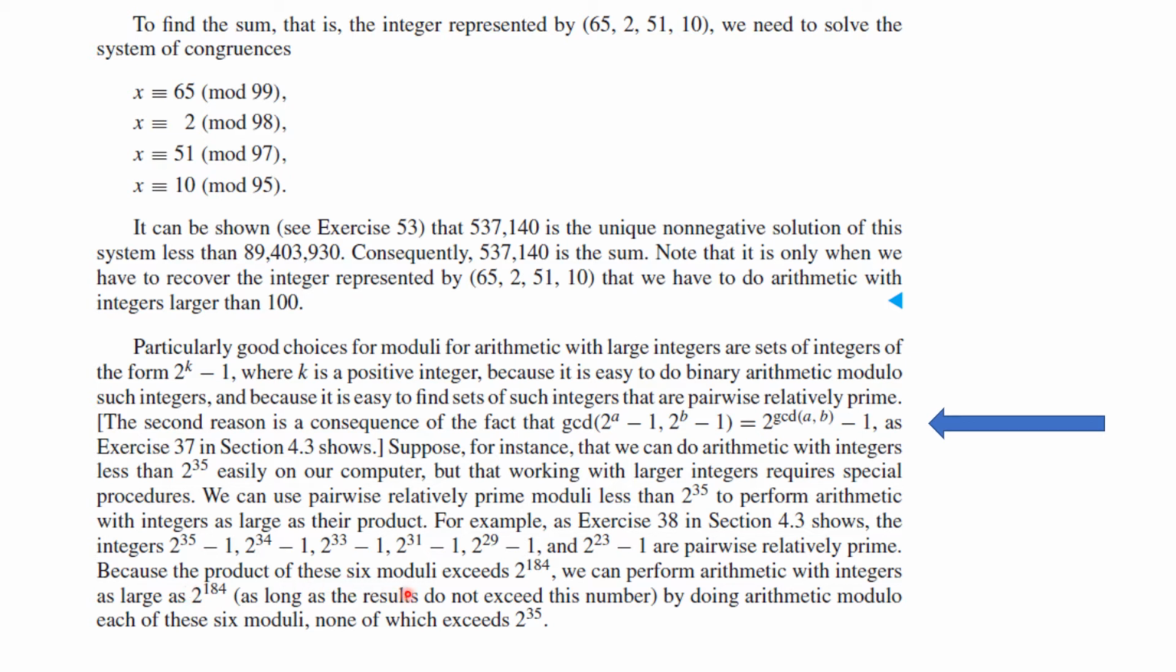Because the product of these 6 moduli exceeds 2 to the 184, we can actually perform arithmetic with integers as large as 2 to the 184. By doing arithmetic modulo each of those 6 moduli, none of which exceeds the storage limits of our computer. Kind of a big deal. You can see there are several orders of magnitude difference between this number and this number.